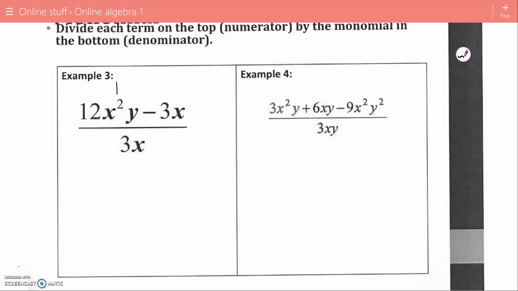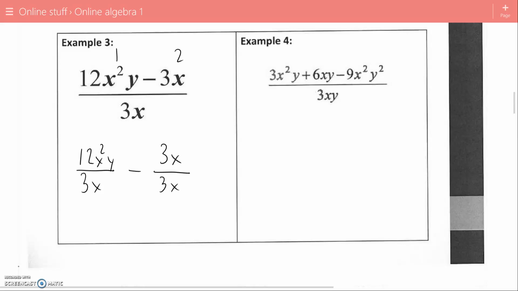I have 1, 2 here, so I'm going to have 1, 2 fractions because I have 2 terms. Bring down my minus sign. Write all of my top terms, so 12x squared y, 3x, and then write on the bottom 3x and 3x. This is a question you will see one here that I've seen a lot. I'm going to make sure that I get it out of the way.